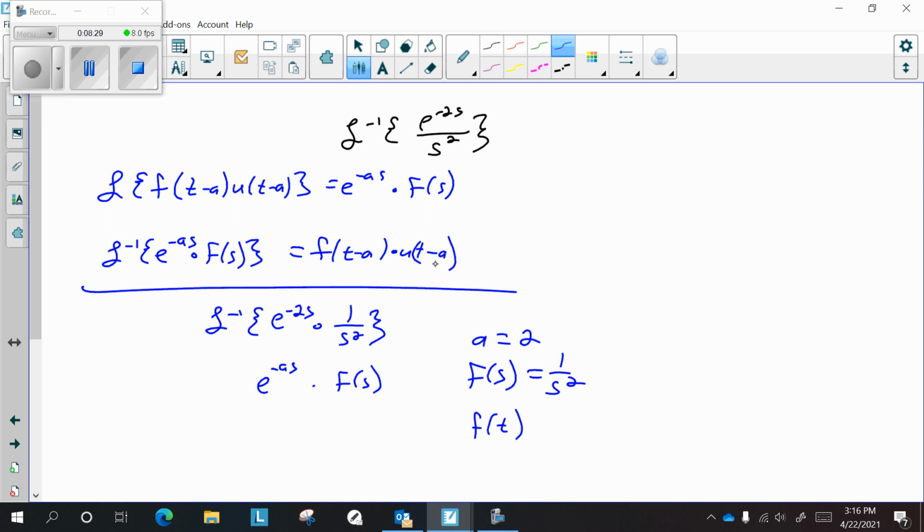So how do we inverse Laplace 1 over s squared? Well, if we look at our table, then this resembles n factorial over s to the n plus 1. So n plus 1 corresponds to 2, which means n is 1.